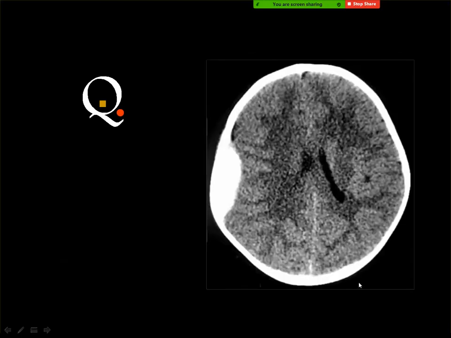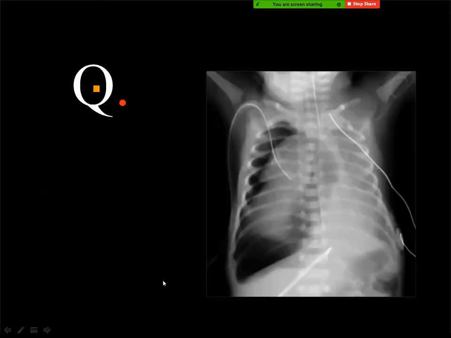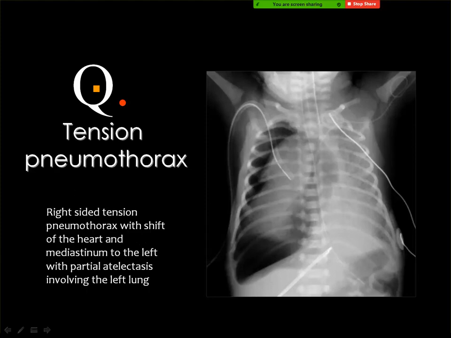Epidural hematoma, right? Epidural hematoma. Yes, convex inner margin. Tension pneumothorax. Yes, and this is tension pneumothorax, compression of the diaphragm, shift of the mediastinum.